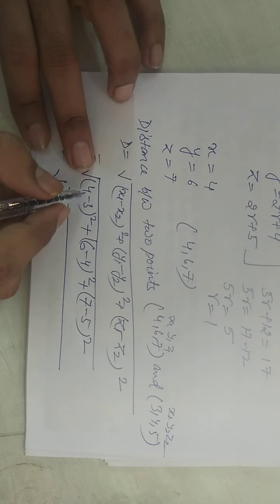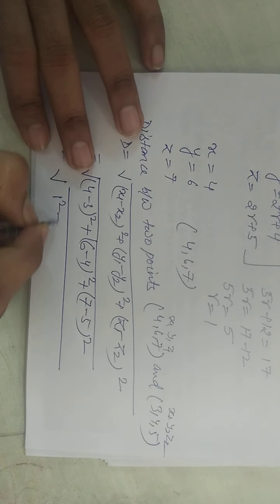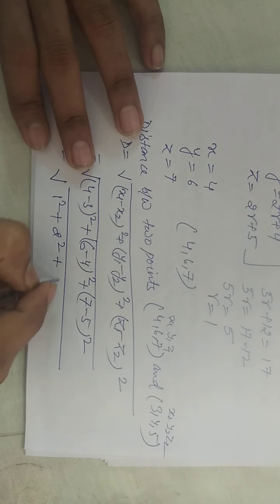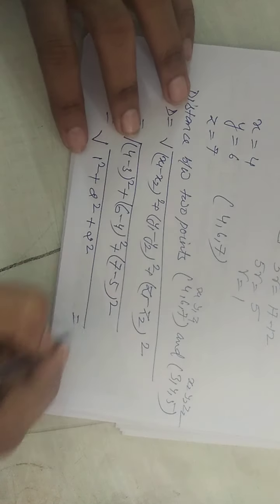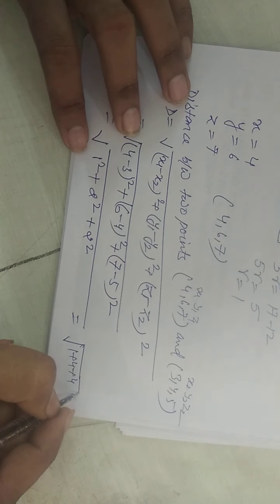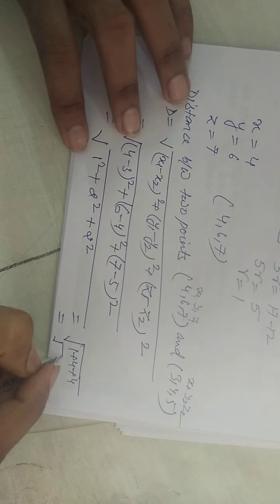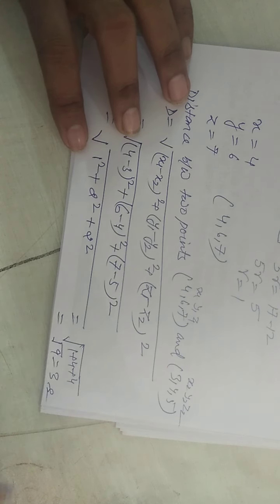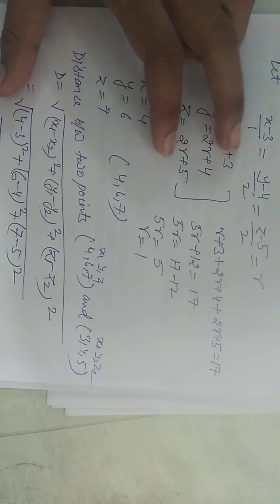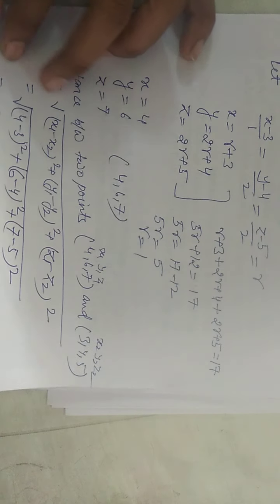4 minus 3 is 1, 1 squared, plus 6 minus 4 is 2, 2 squared, and 2 squared. 1, 4, 4. Root 9 equal to 3. Hence proved. So we had to prove the distance between 2 points is 3. Then it is proved. Next question.